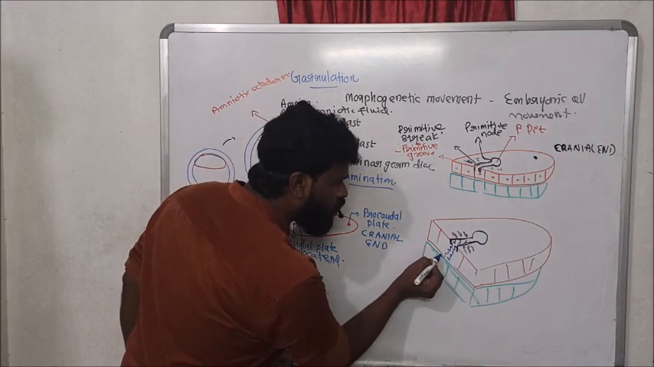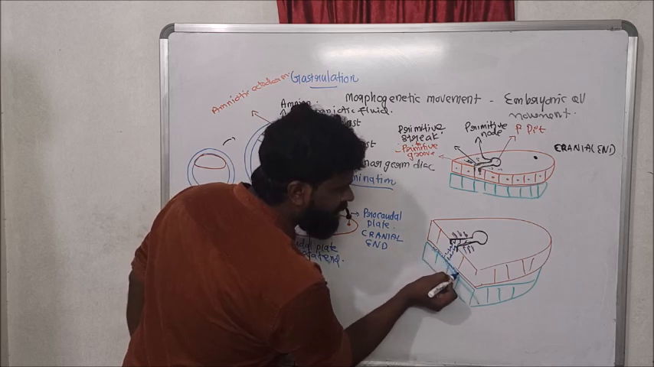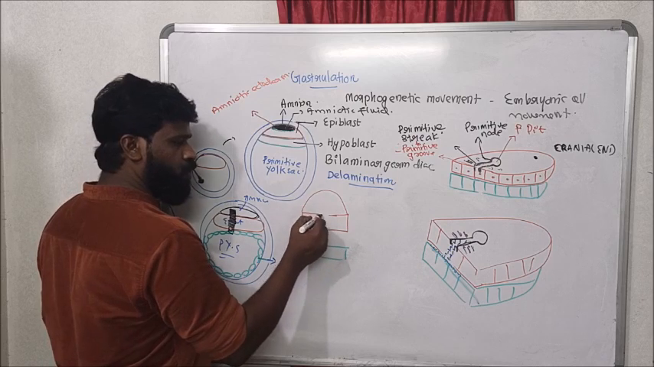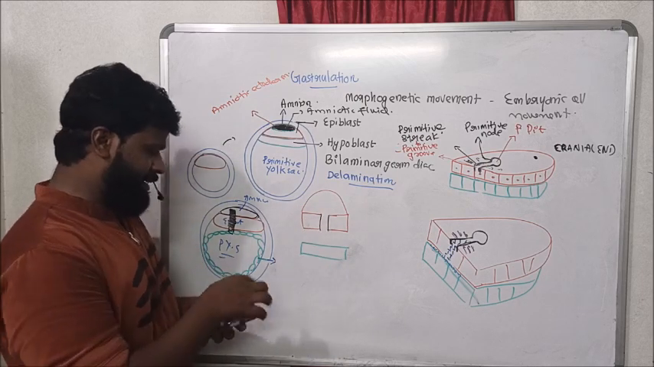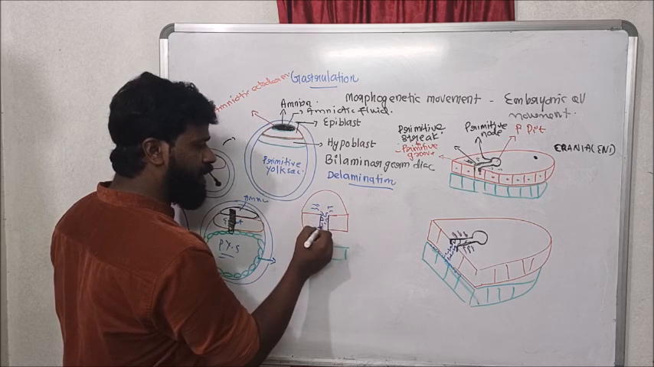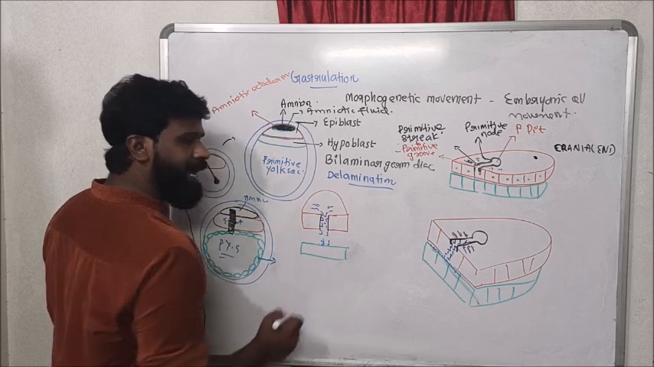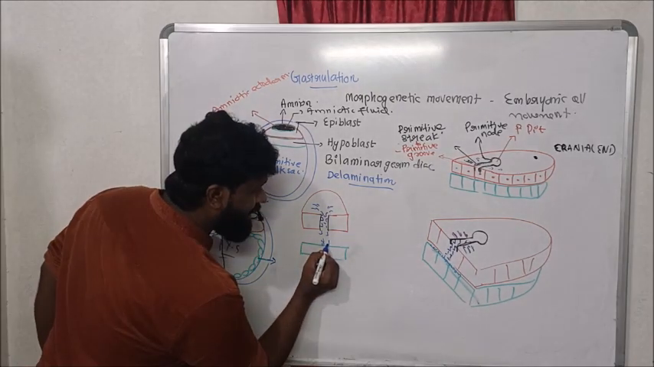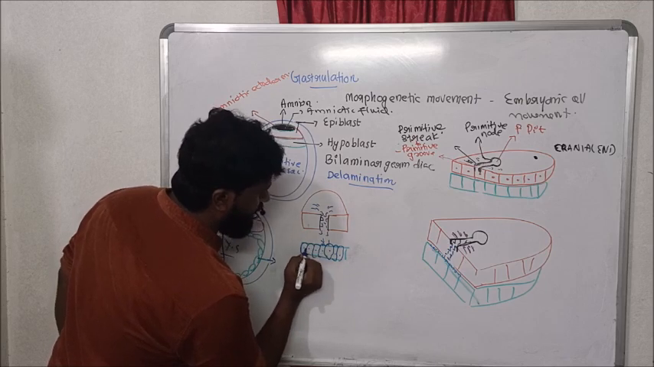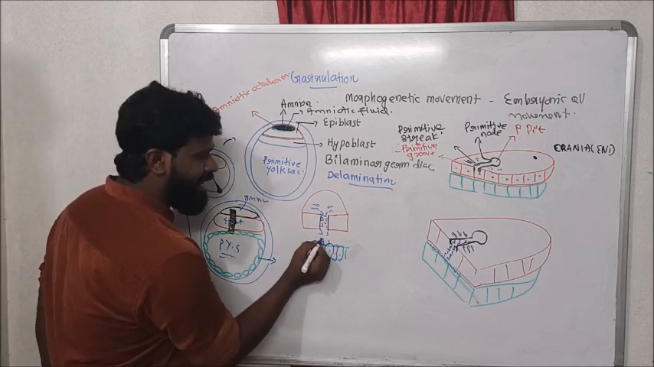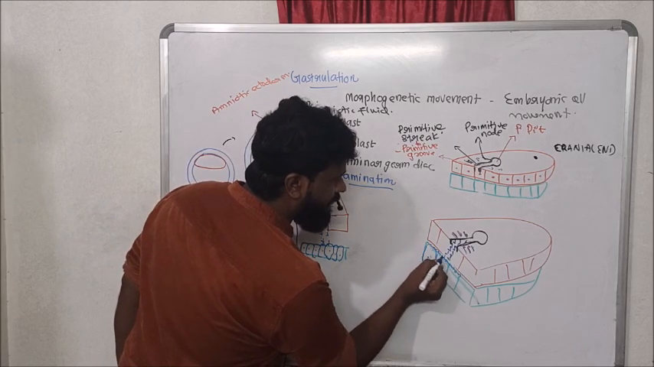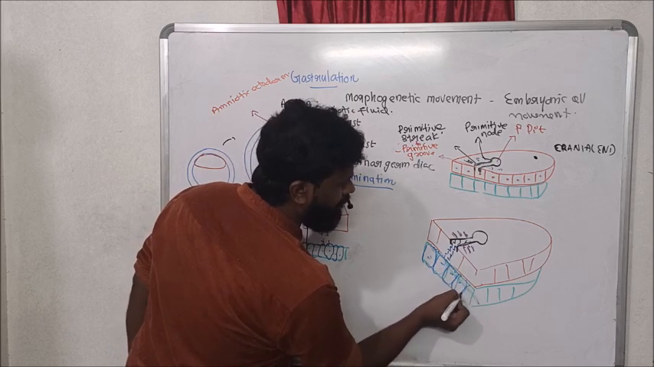These cells migrate down to the hypoblast. See here, this is the primitive groove, and from here the cells of the epiblast migrate down. These migrated cells displace the cells of the hypoblast. Now the cells of the hypoblast are displaced by the cells of the epiblast.